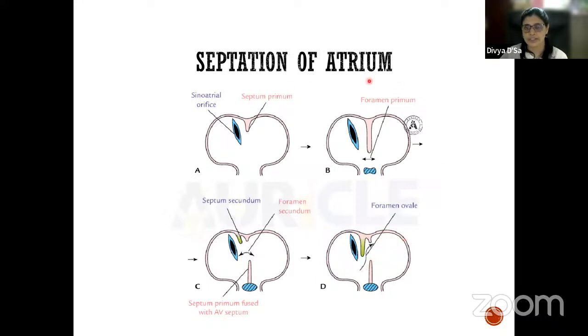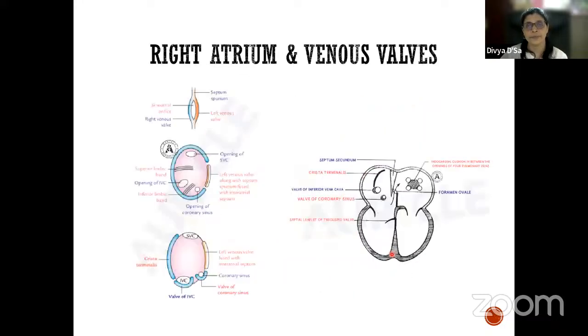So this is initially how the atrial septum is formed. Till birth, what happens? The blood is shunting from here to here, and this foramen ovale remains patent during the fetal life. Okay. So what happens next to these venous valves?